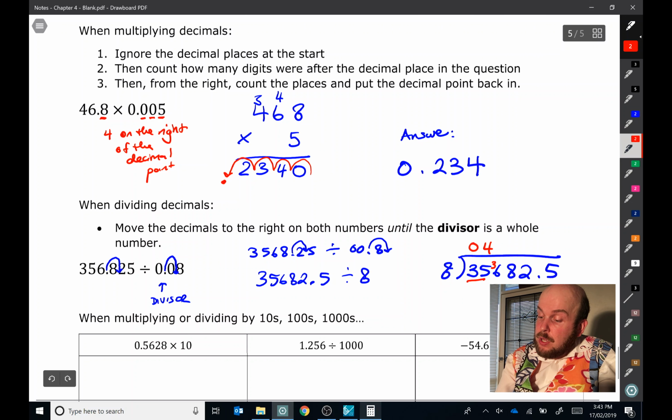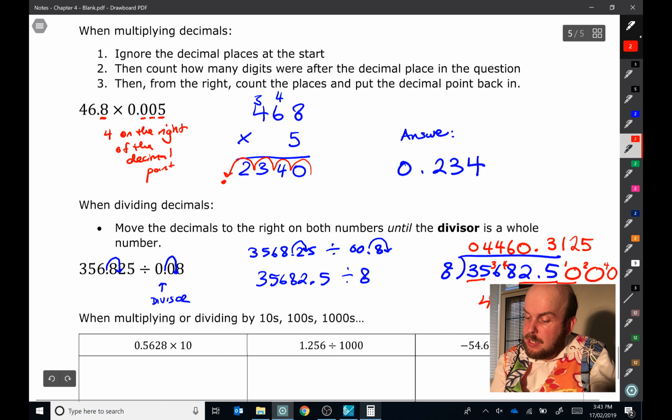8 goes into 36. That's also 4 times. And that would be 4 remainder. 8 goes into 48 6 times and no remainder. 8 cannot go into 2. 8 goes into, and we put the decimal points in. 8 goes into 25 3 times and 1 remainder. 8 goes into 10 once and 2 remainder. 8 goes into 20. This will be twice and 4 remainder. 8 goes into 40 5 times.